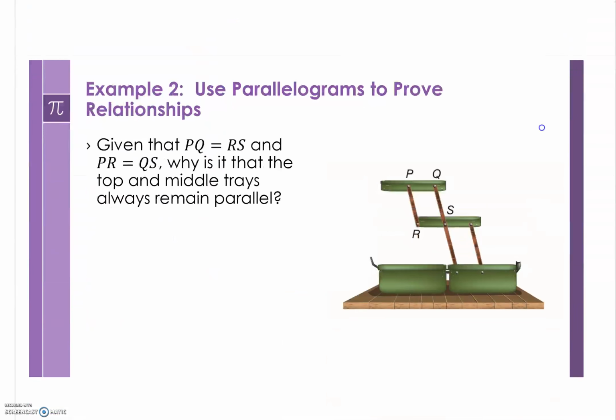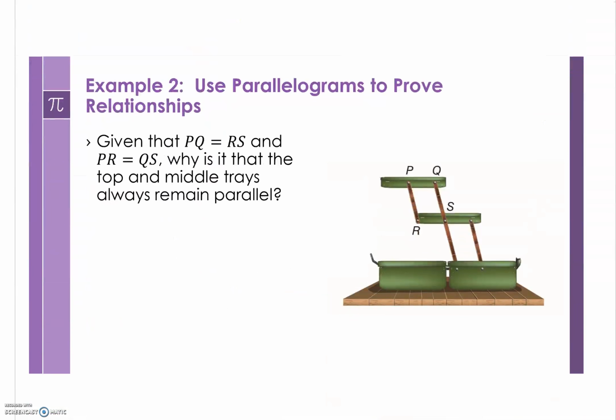We can actually prove that using parallelograms to prove why those will always stay that way. And we can prove that because PQ is congruent to, or equal to, the length of RS, and PR is congruent to QS. So why would that make those top and middle trays always remain parallel? Pause your video now, think about that for a little. I'll come back with a full explanation on it in just a minute.